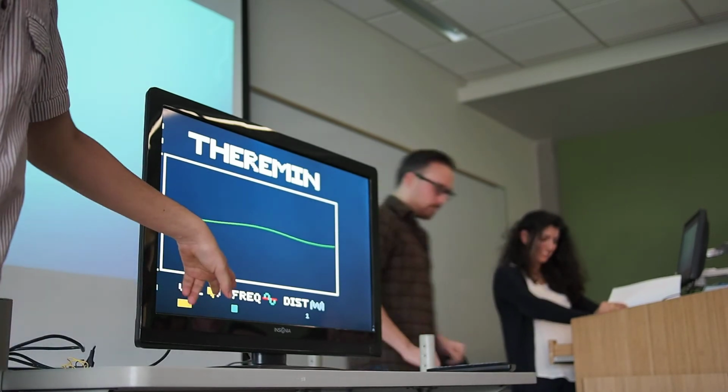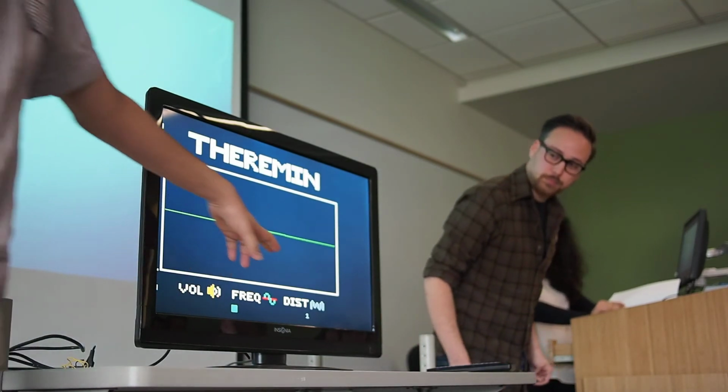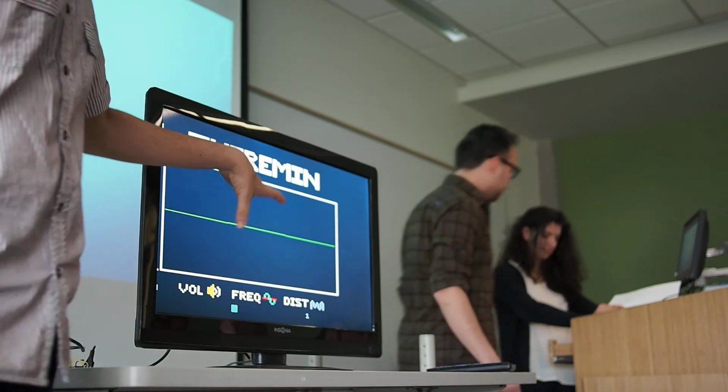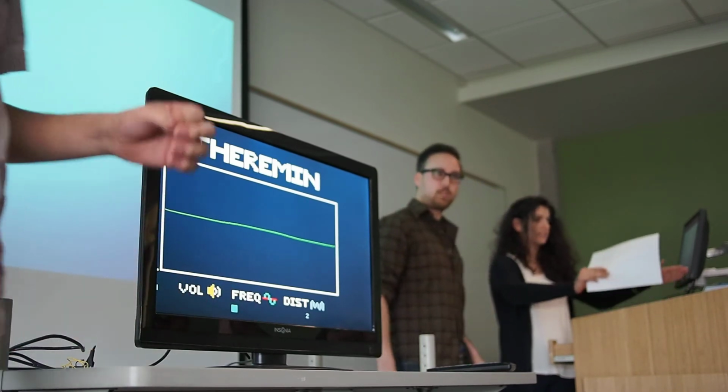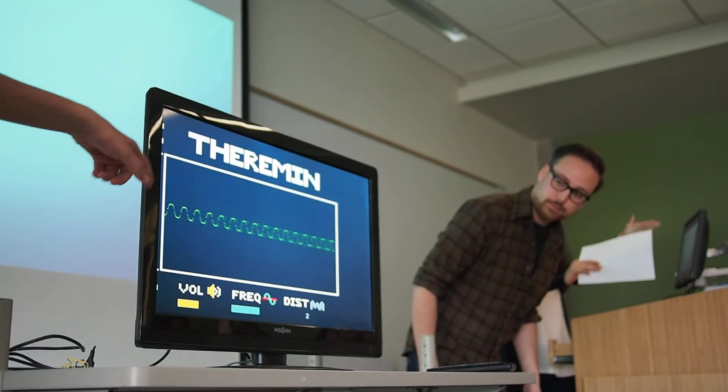These two bars change with the volume and frequency, and we have 4 distortion levels. And you can also see the clipped sine wave here when we have the distortion. So this is now with distortion.